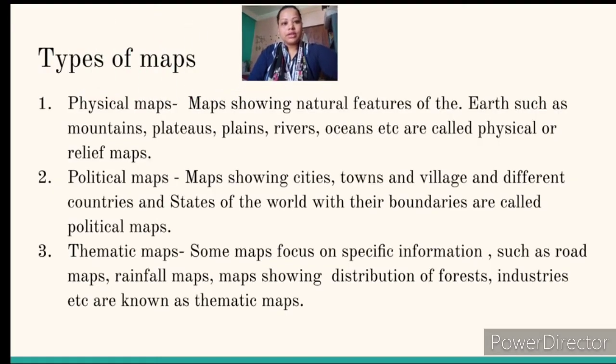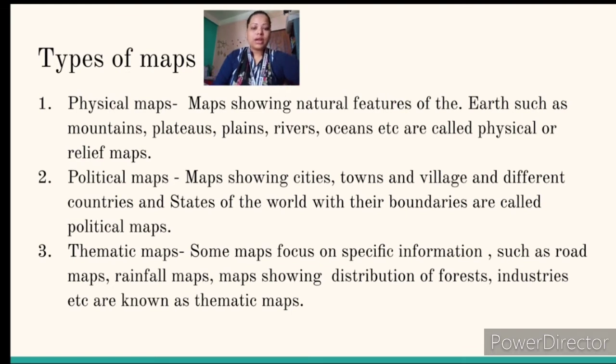Now there are different types of maps. Let us know what the types of maps available are. Physical maps are those maps which show natural features of the earth, like mountains, plateaus, plains, rivers, ocean, etc. They are called physical or relief maps. So if I want to locate the mountains of a particular country, I'll need a physical map. It will help me to locate the mountains or plateaus of a country.